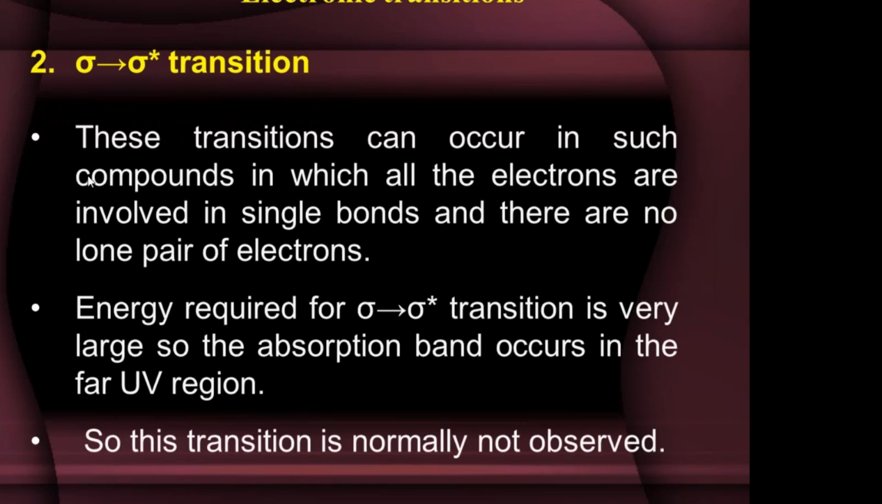You have the sigma to sigma star transitions. These transitions can occur in such compounds in which all the electrons are involved in single bonds, and there are no lone pair of electrons. No lone pair of electrons means no n electrons, only sigma electrons. Then it has to be only sigma to sigma star transition. Energy, however, required for sigma to sigma star transition is very large, so the absorption band occurs in the far UV or still beyond, but definitely not in the UV region and in the visible region. So this transition is normally not observed in UV visible region.